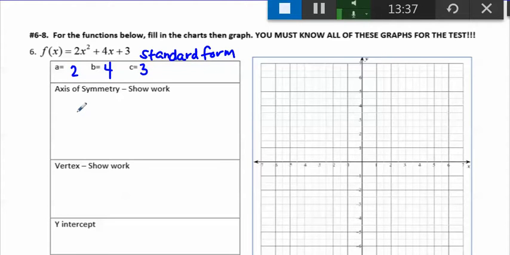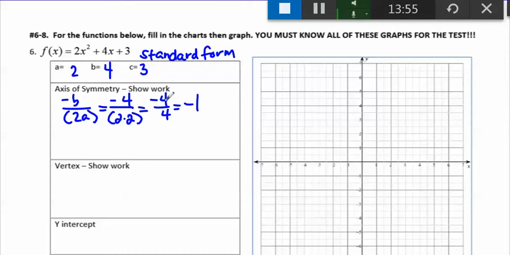To find the axis of symmetry, you want to use the formula negative B divided by 2A. So negative B, that would be negative 4, divided by 2 times 2. Negative 4 divided by 4 is negative 1. So your axis of symmetry is a vertical line, so it's going to be x equals negative 1.